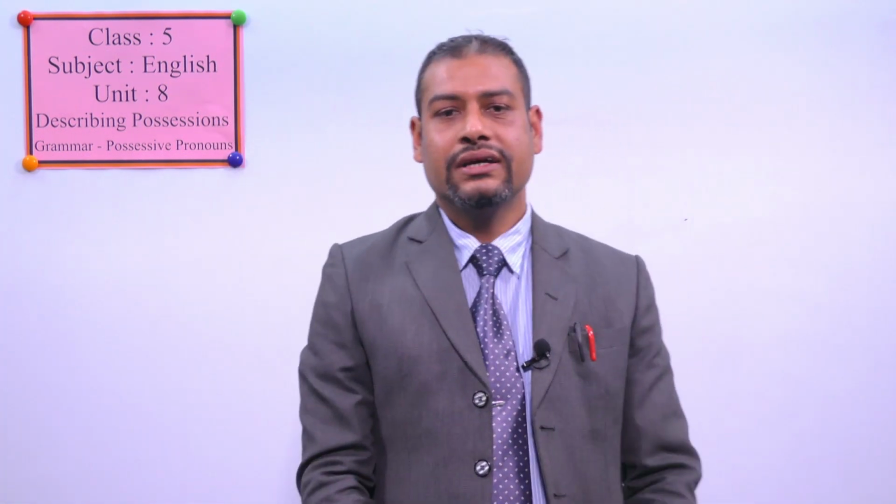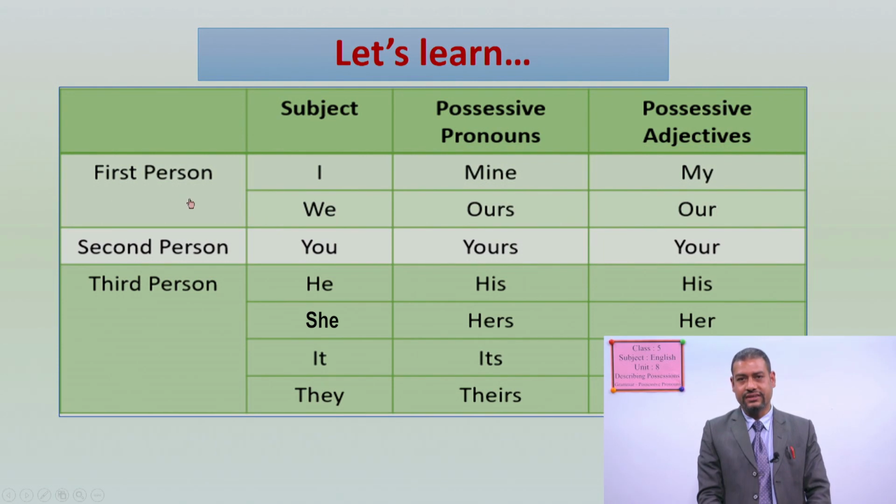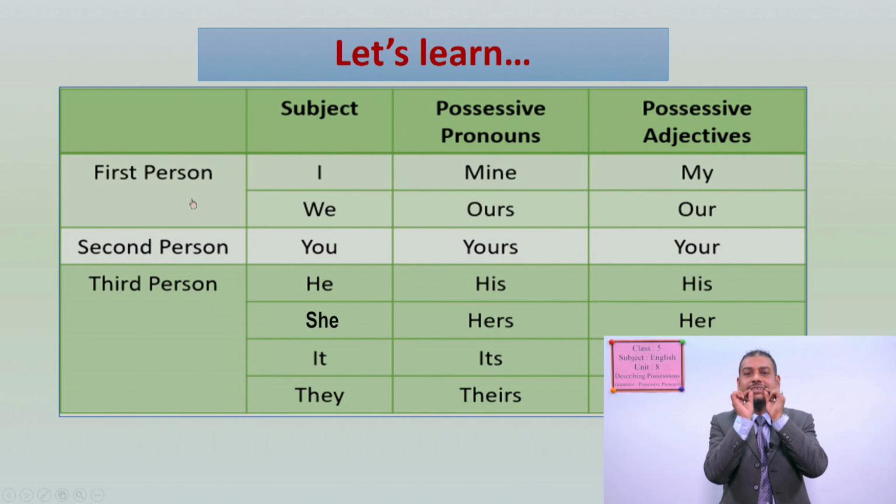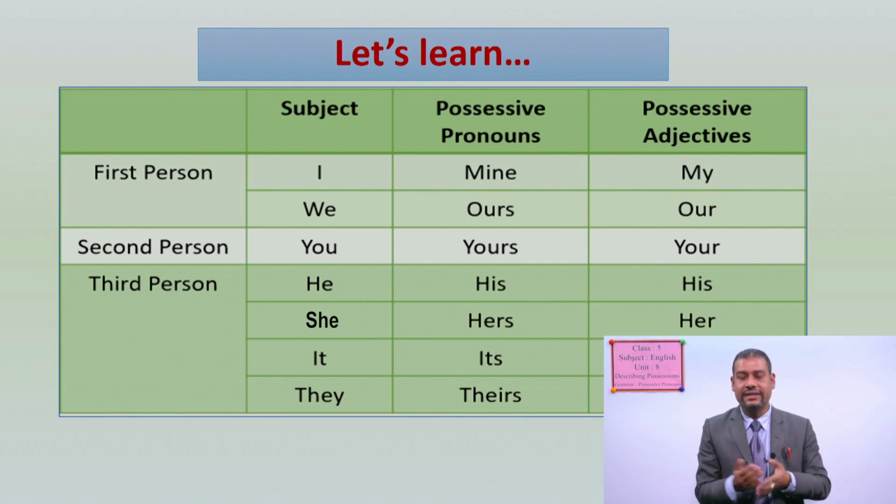Look at the table. See, first person. I hope you know what is first person. Always, the speaker is the first person. For example, I am speaking here, so I am the first person. I always use I because I am the speaker. If there are many persons, at that time the plural form for the first person is we. Okay, so first person subject: I, we.